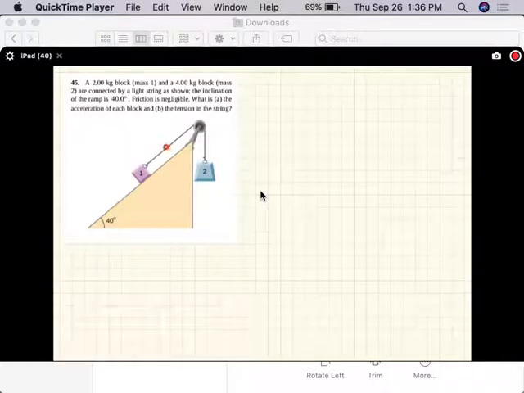Okay, you want to find the tension in the string and the acceleration of the blocks. You want to find two things, so you need two equations, and you'll get two equations by applying F equal to ma to these two objects.